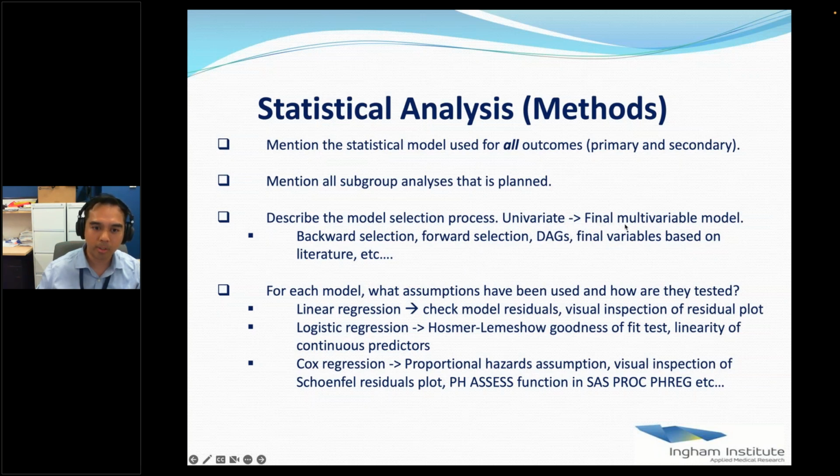I would describe your model selection process, so how you get from the univariate to your initial multivariable model to your final multivariable model. So whether you used backward selection, forward selection, DAGs, or whether you based it completely on literature, just mention how you've done it. And depending on the type of modeling, there's usually a set of assumptions that you need to test, and I would also just mention how you've done that.